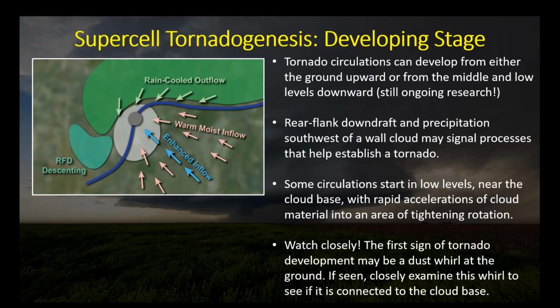In the developing stage, the RFD precipitation southwest of a wall cloud may signal processes that help establish a tornado, such as a developing clear slot. Some tornadic circulations start in the low levels near the cloud base. So if you see rapid accelerations, in other words, increasing and rising inflow of cloud material into an area of tightening rotation, usually beneath the wall cloud, a tornado may be developing soon.